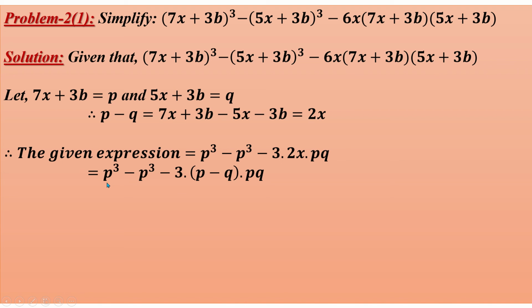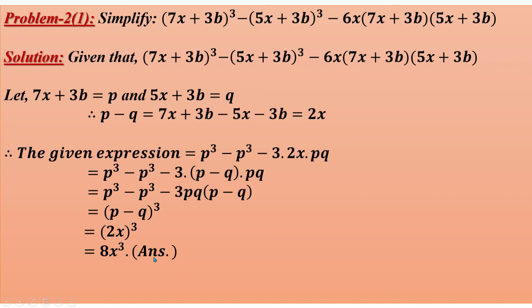Now this equals p cube minus q cube minus 3 into p minus q into pq, because 2x is equal to p minus q. Again p cube minus q cube, with a correction, minus 3pq into p minus q, this equals p minus q whole cube. Since p minus q means 2x, so 2x whole cube equals 8x cube. This is the required answer.